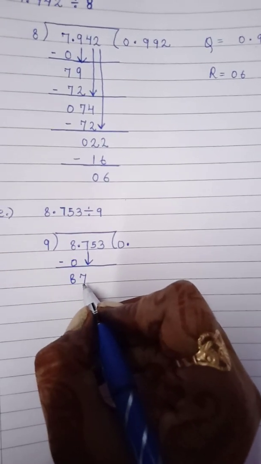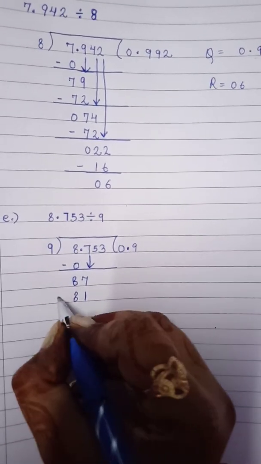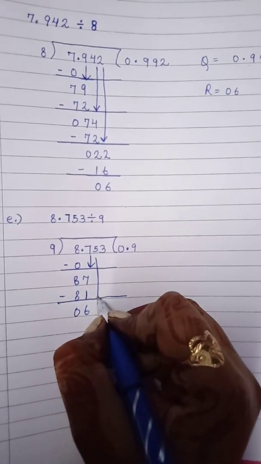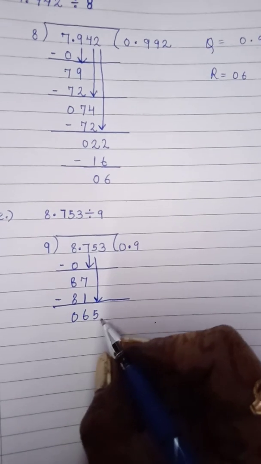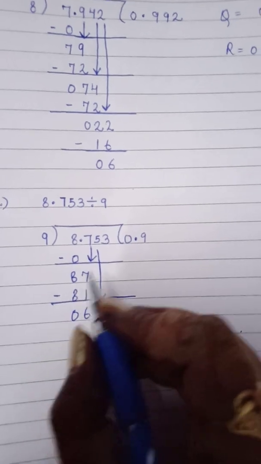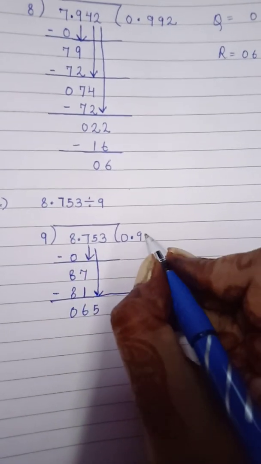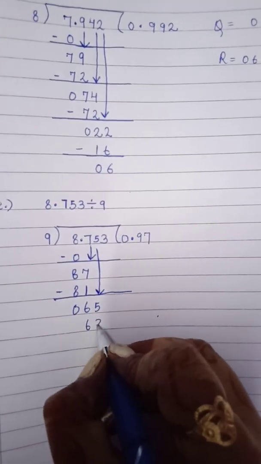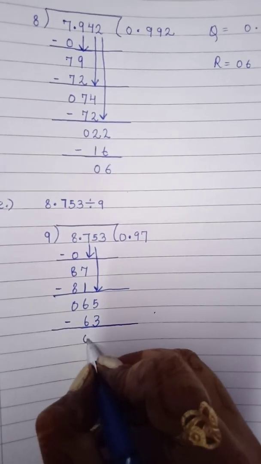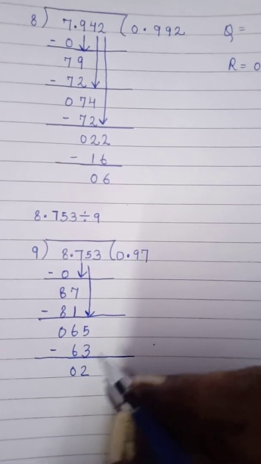Now the number has become 87. We all know that 9 times 9 is 81. Now 87 minus 81 is 6. Here we will write down 5. Now the number has become 65, and we know that 9 6s is 54, 9 7s is 63. Here we will divide 7 times. 9 7s are 63. 65 minus 63 is 2.